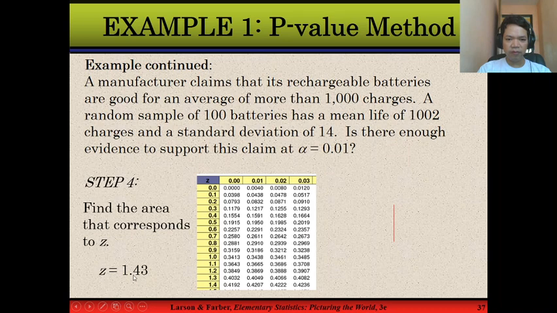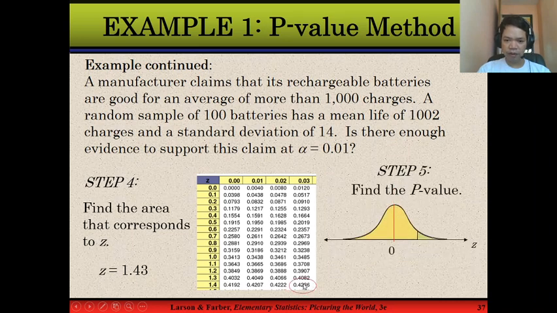Okay? So, kukunin ko yung 1.43 na area. Again, ang reference table natin ay ito. 1.43 ay ito. Okay? So, ibig sabihin, ang area na to, okay, ay ito yon from the mean hanggang dito sa z-score. So, this is 0.4236. So, itong area na to.